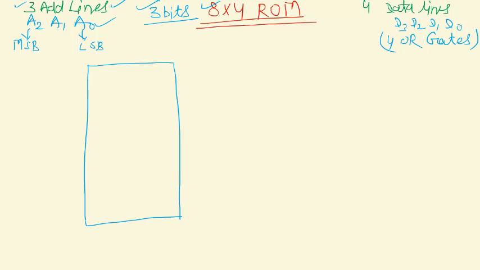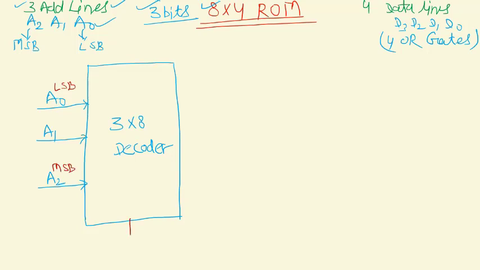Okay, so the 3 into 8 decoder. You can see these inputs are A0, A1 and A2, where A0 is the LSB and A2 is the MSB. And one enable signal is there, that is E.